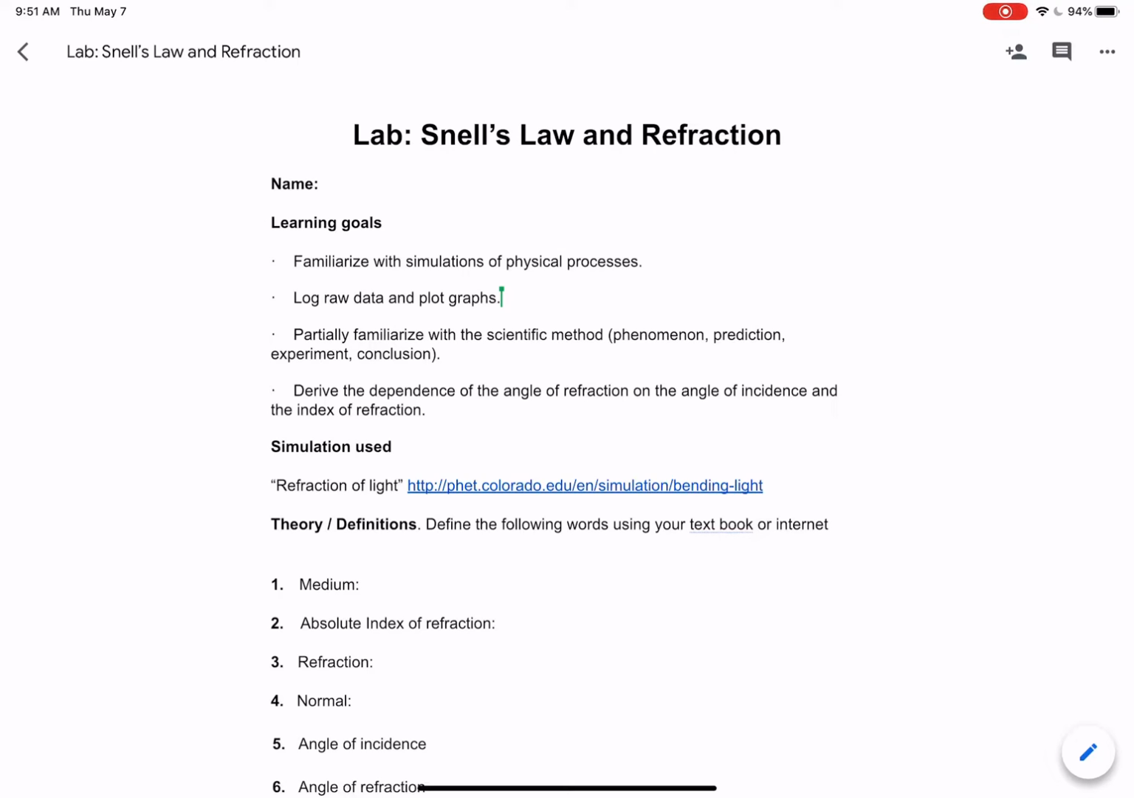So at this point, you've learned a little bit about Snell's Law. You've had a lesson on it. So I'm just going to go through how to do this lab and show you how to do it. All right, so first off, name. Make sure you put your name. The learning goals is mostly we're going to be making graphs, and you're going to make predictions about what you think is going to happen. And then it's just the scientific method. You're going to analyze your conclusions and whatnot.